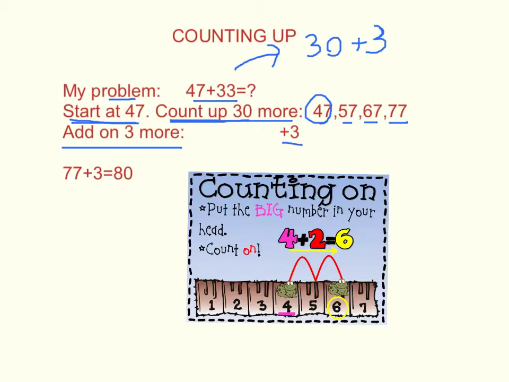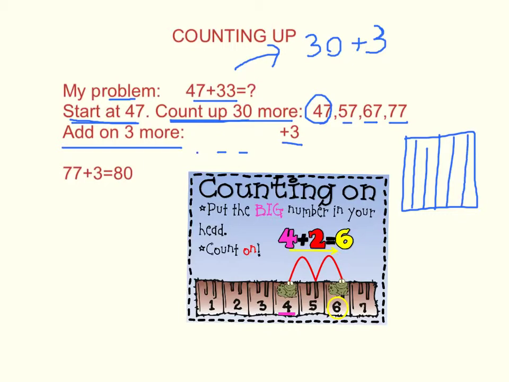77, 78, 79, 80. You'd be looking at your 100 grid when you're doing this, unless you can think it in your head. So 77 plus 3 equals 80. That's your sum.